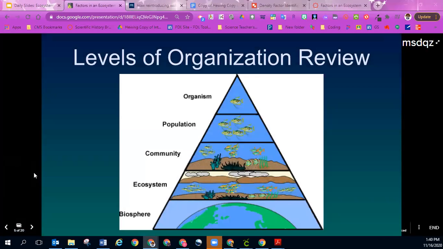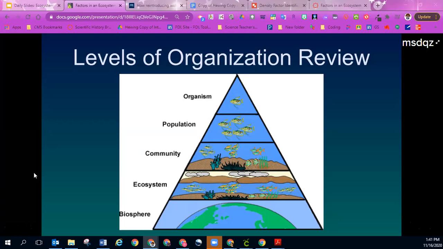We also talked about on Friday the levels of organization. We talked about how an organism is kind of the beginning of that and how it goes from one organism to a population being a group of organisms that are the same. And then from there you have community, which is a bunch of different populations in one given space.